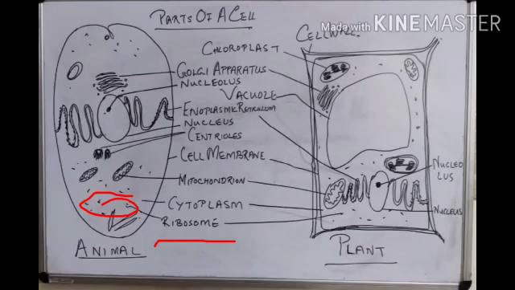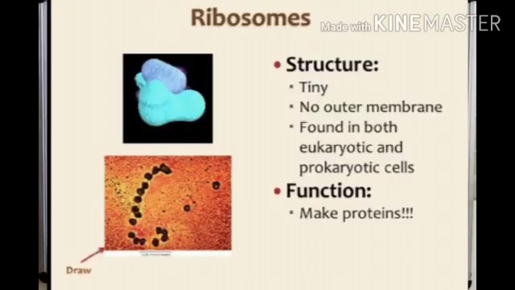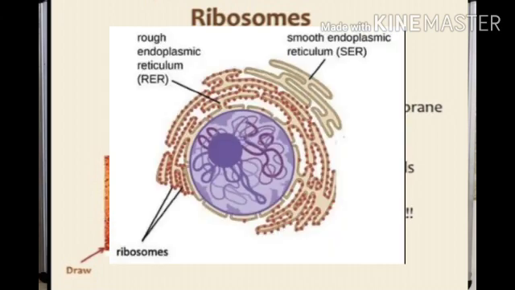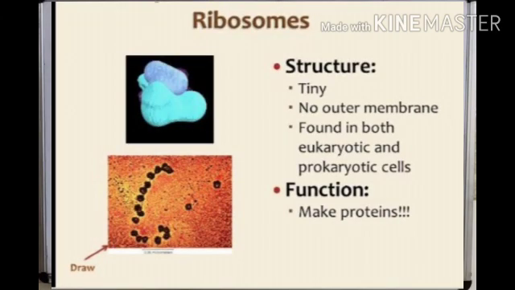Fourth organelle is ribosomes. They are tiny granular structures either lying freely in the cytoplasm or attached to the endoplasmic reticulum as rough endoplasmic reticulum. Their function is to synthesize proteins during cell division or for various metabolic reactions.